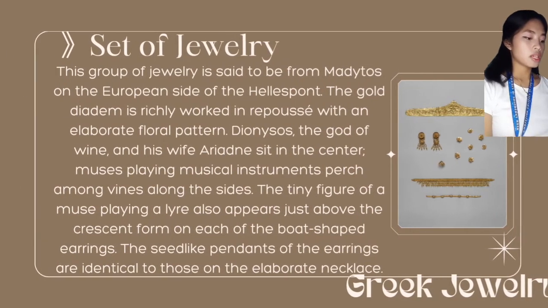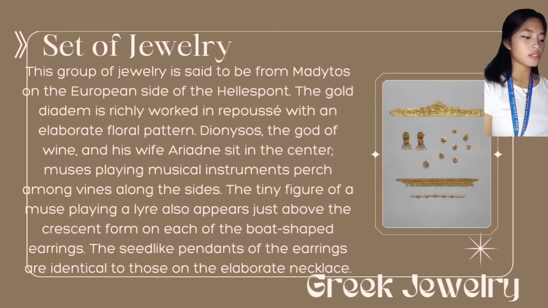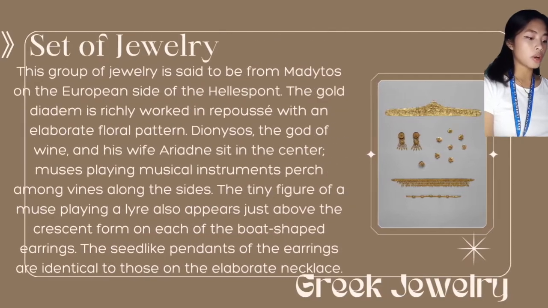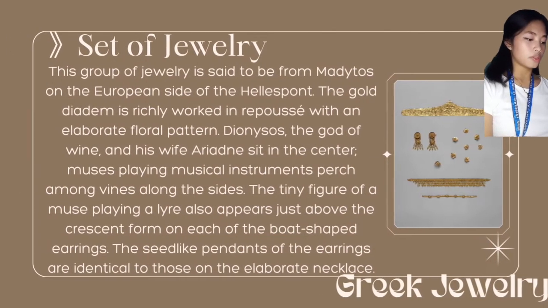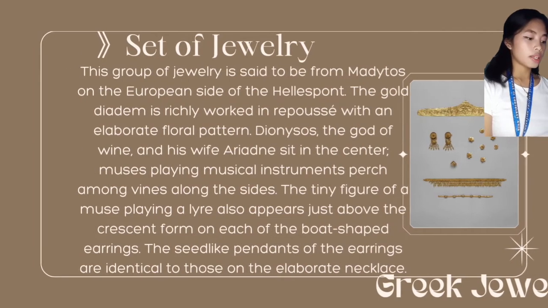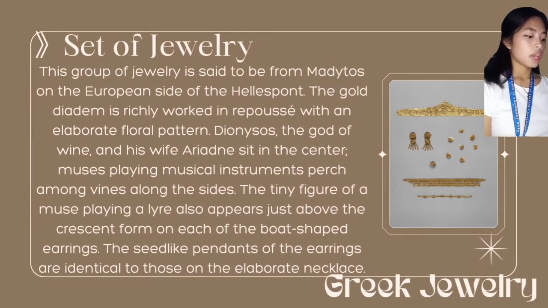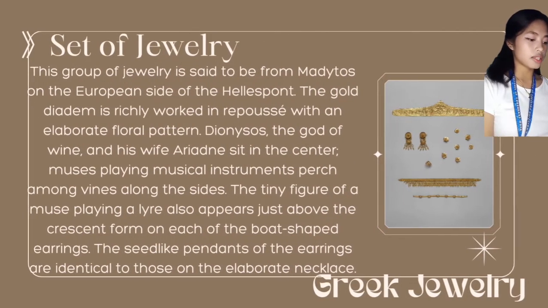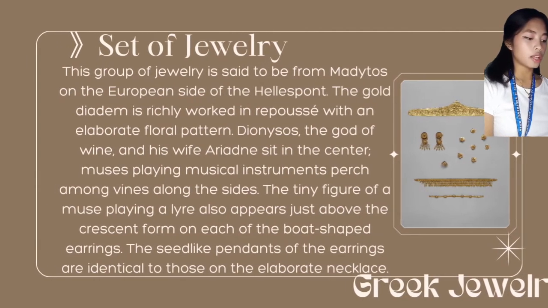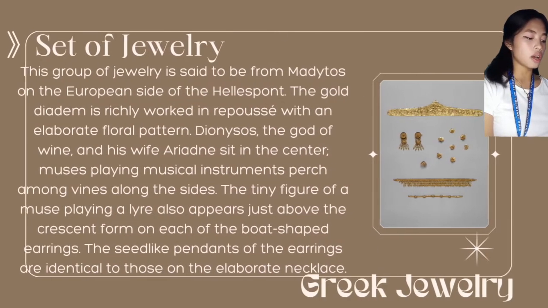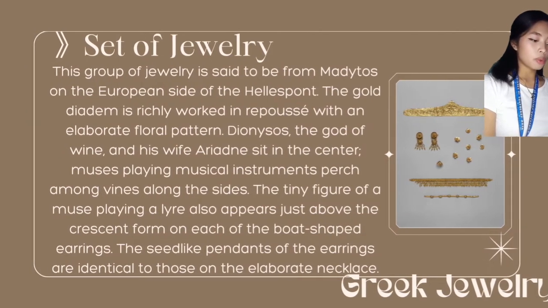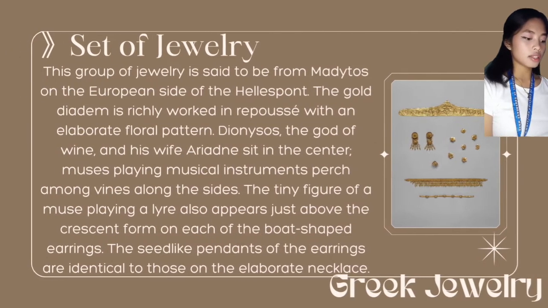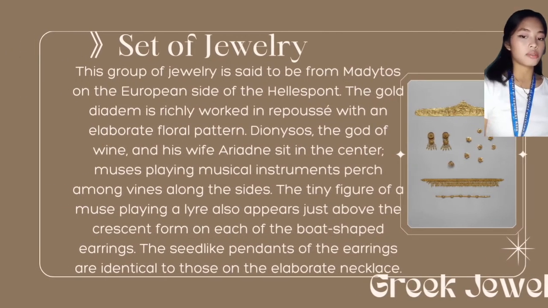This group of jewelry is said to be from Miletus on the European side of the Hellespont. The gold diadem is richly worked in repoussé with an elaborate floral pattern. Dionysus, the god of wine, and his wife Ariadne sat in the center. Muses playing musical instruments perched among vines along the sides. The tiny figure of a muse playing a lyre also appears just above the crescent form on each of the boat-shaped earrings. The seed-like pendants of the earrings are identical to those on the elaborate necklace.